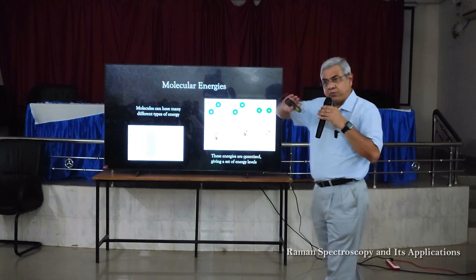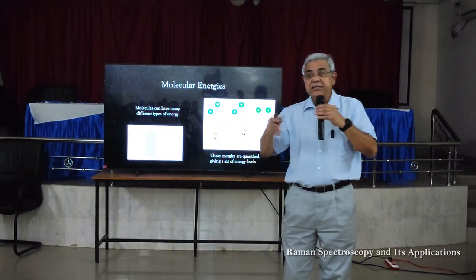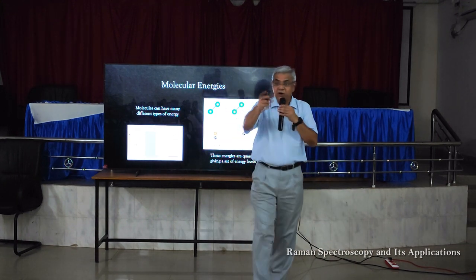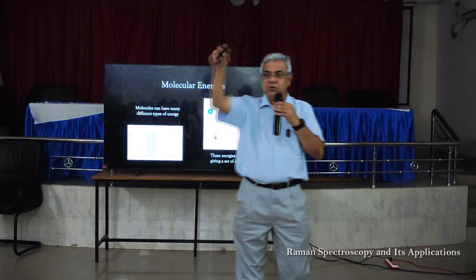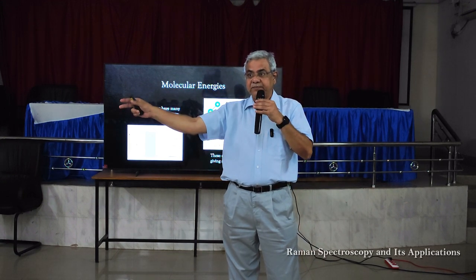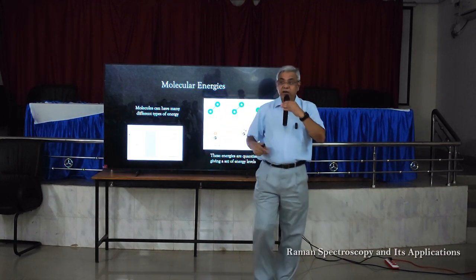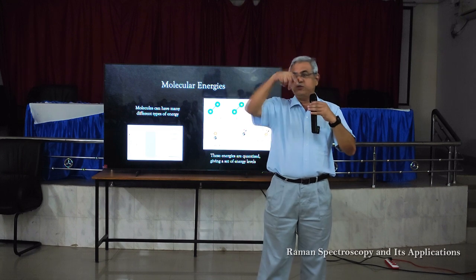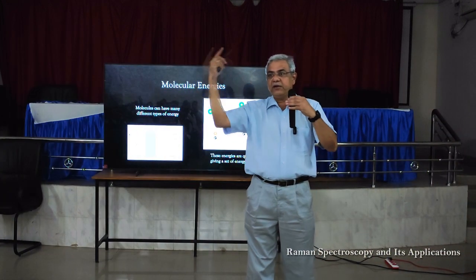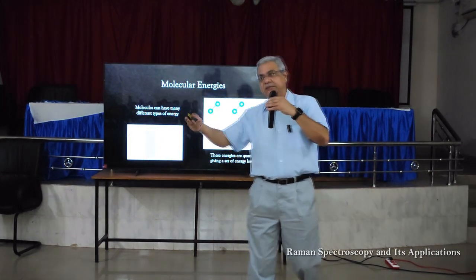Now let us ignore PE for the time being and take only kinetic energy. Kinetic energy consists of what? It consists of translation. If you take water molecules in this room, the molecules will be moving. That is called translation. And then it will have rotation. If you take H2O, it will be rotating around the axis of some bond. That is called rotational energy.